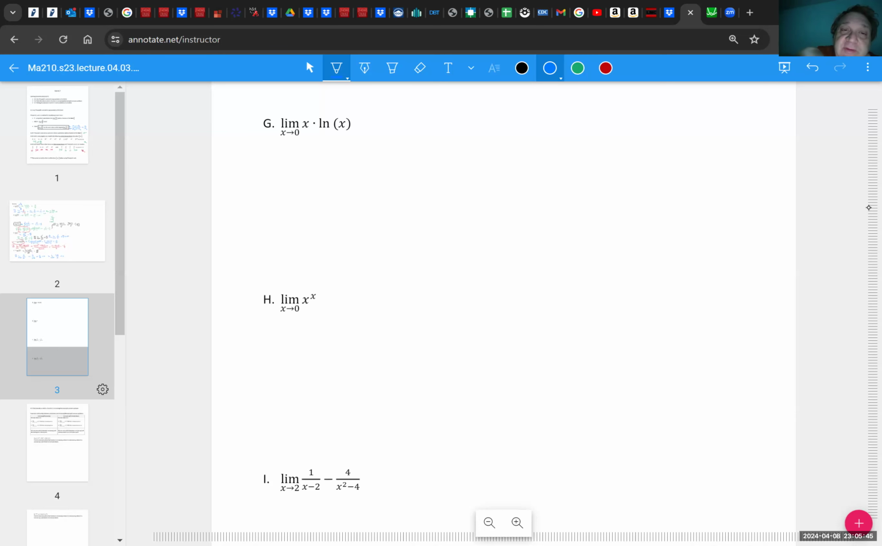So let's start off with G here. I'm going to plug in 0. I get 0 times ln of 0. ln of 0 is negative infinity. So this is 0 times some version of infinity. So this is indeterminate, but it's not in a way that we have a top and a bottom so that we can use L'Hopital's rule. So we're going to use some algebra to simplify this.